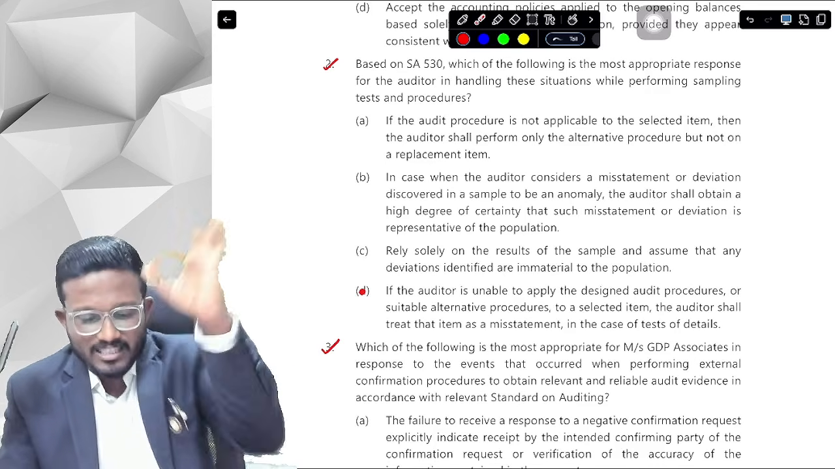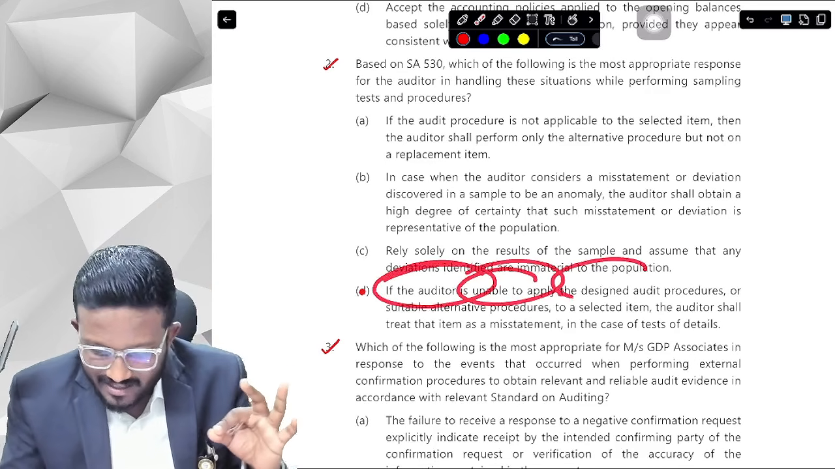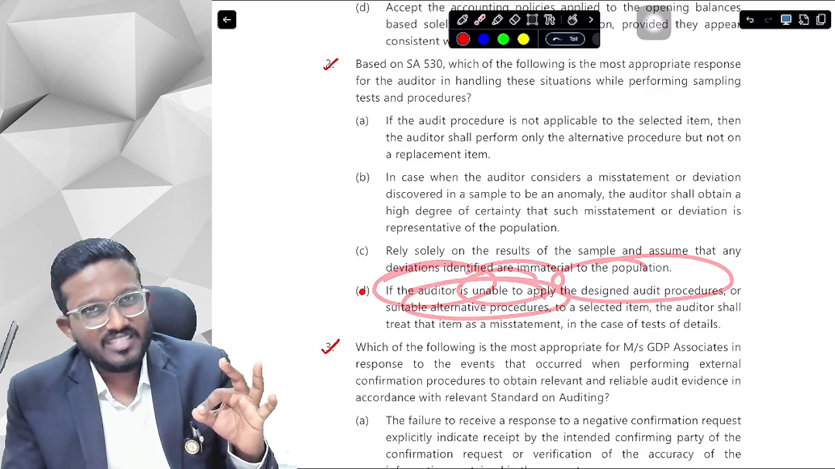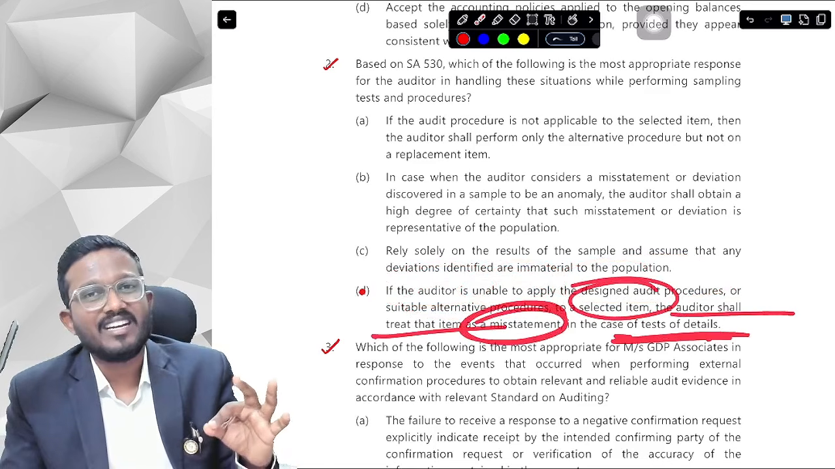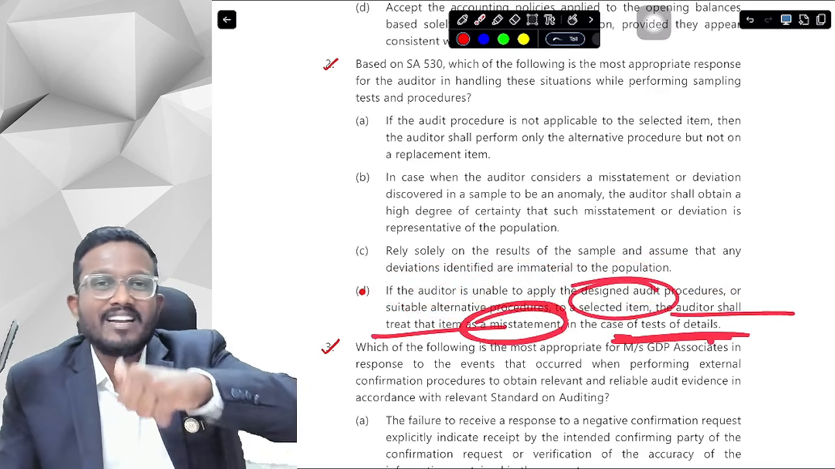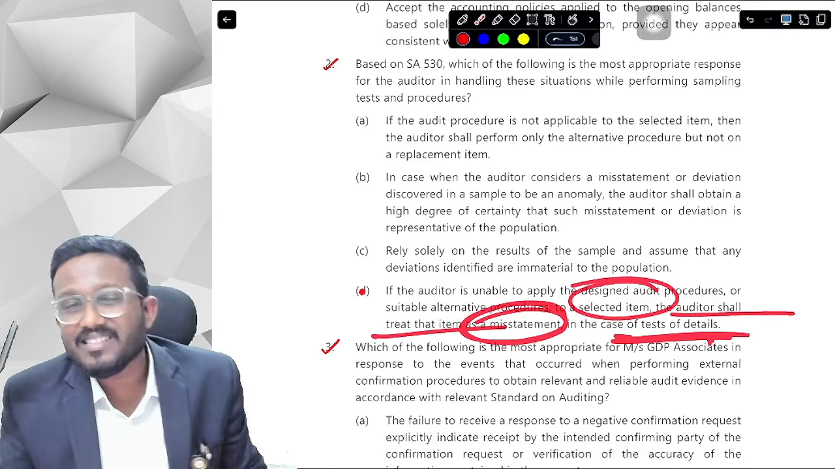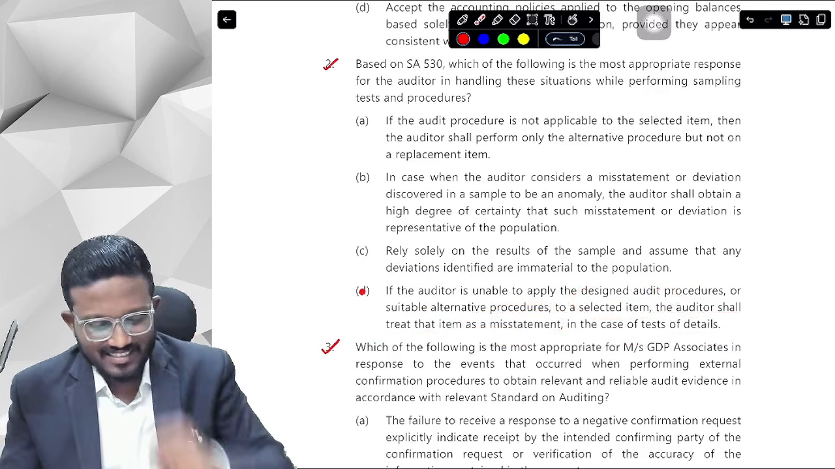Okay, yes, sir. Last point is, if we are unable to apply the designed procedures or a suitable alternative procedure to a selected item, then we shall consider the item as a misstatement in case of test of details. This is perfect. And in case of test of controls, we need to consider them as deviations. Okay, yes sir. Let's do question number 3.